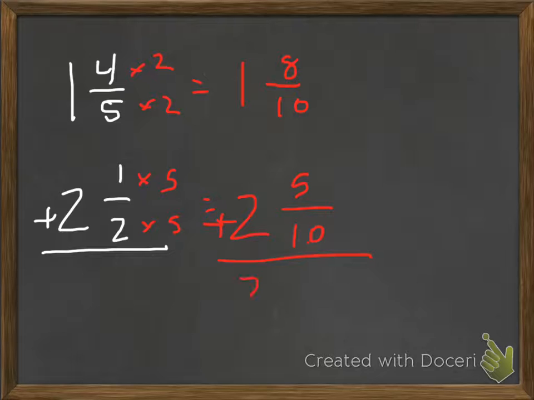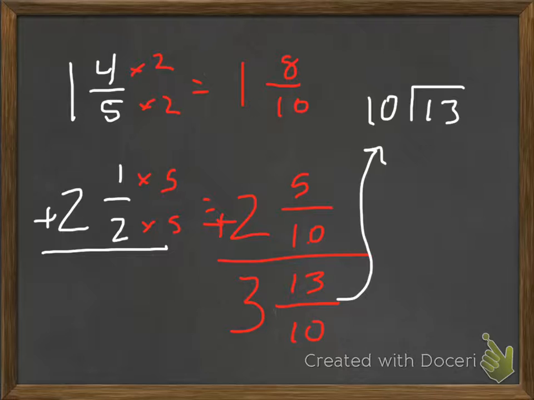1 plus 2 is 3. 8 plus 5 is 13. And I've got 10 as my common denominator. Of course, 13/10 is an improper fraction. We got to change that to a mixed number. 10 into 13 goes one time. 13 minus 10 is 3. My remainder becomes my numerator. My denominator stays the same, so I have 1 3/10.